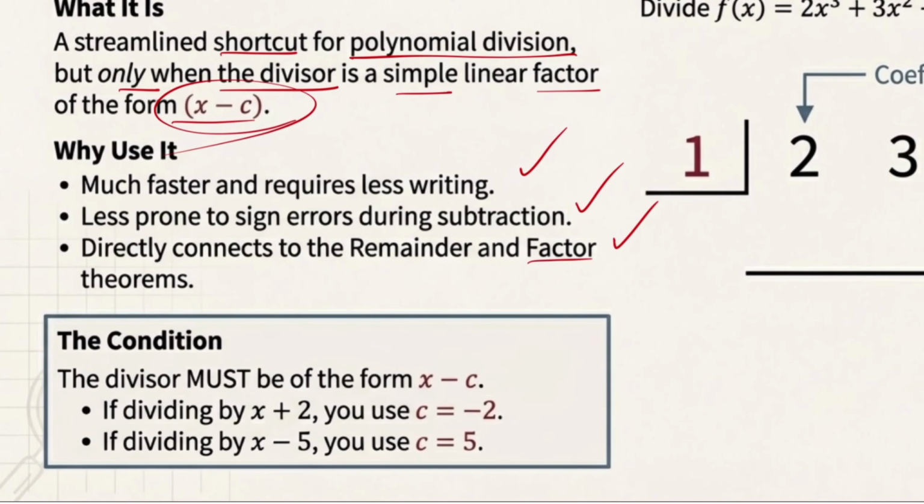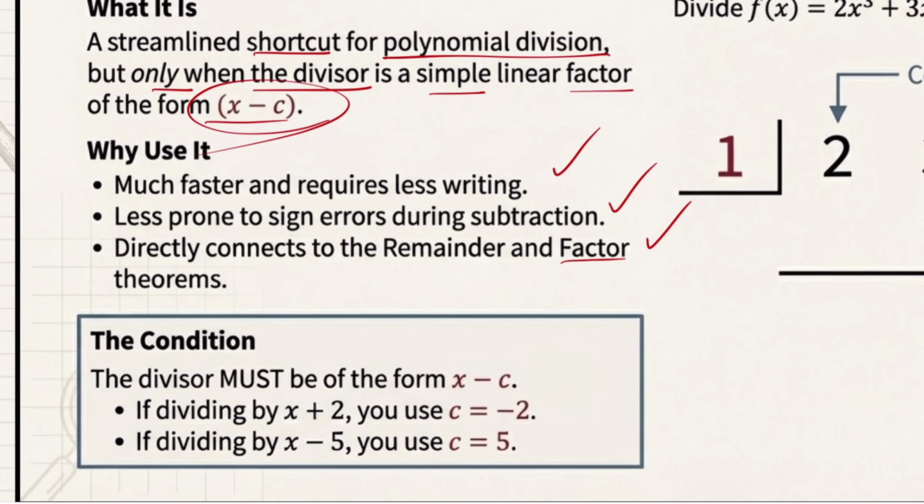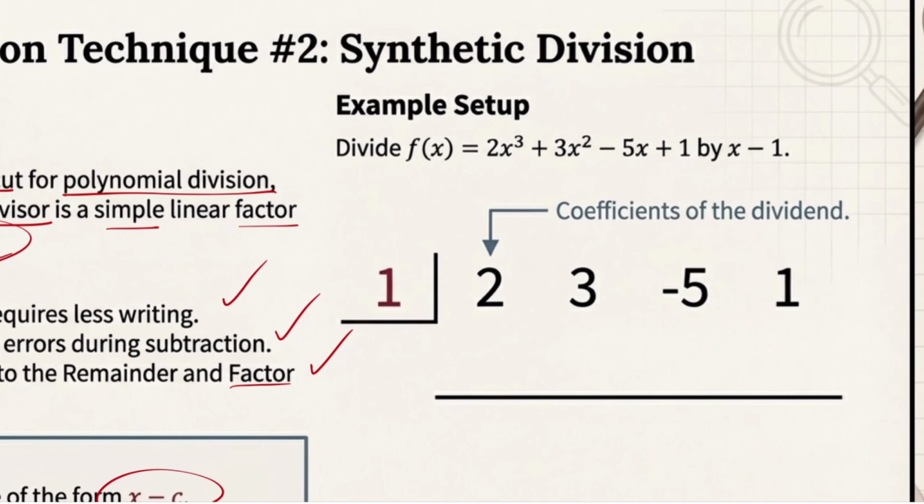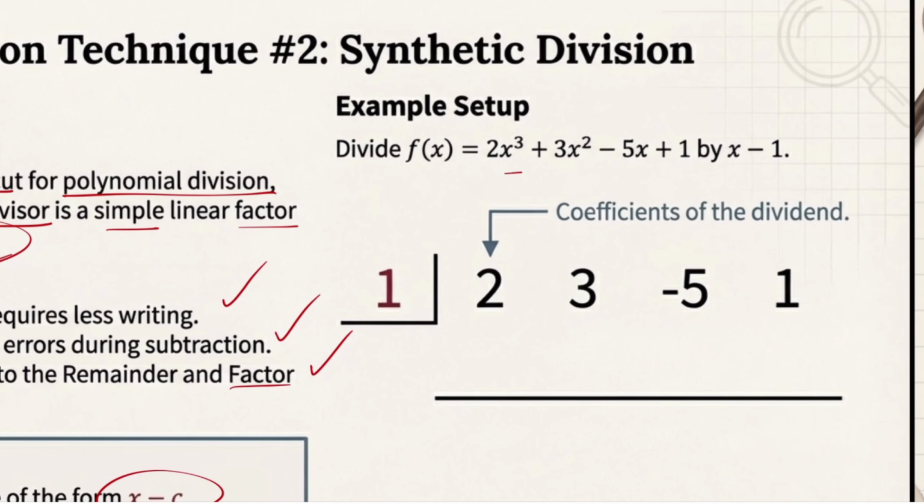So again, remember the divisor must be of the form x minus c. For instance, if you have x plus 2, we consider c as negative 2. If you have x minus 5, we consider c as 5, and I will show you how. Imagine we have the same question: 2x^3 + 3x^2 - 5x + 1, and I would like to divide it by x minus 1. How can I do that? We are only going to work with the coefficients and c itself. It's x minus c, so c is going to be 1.